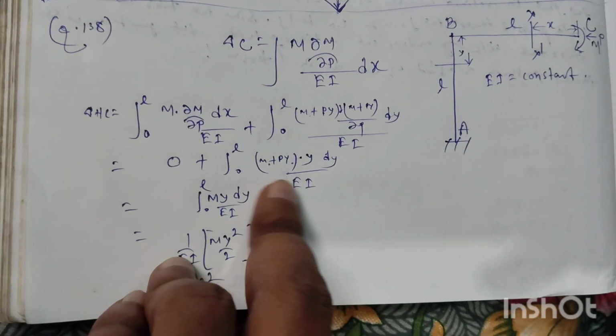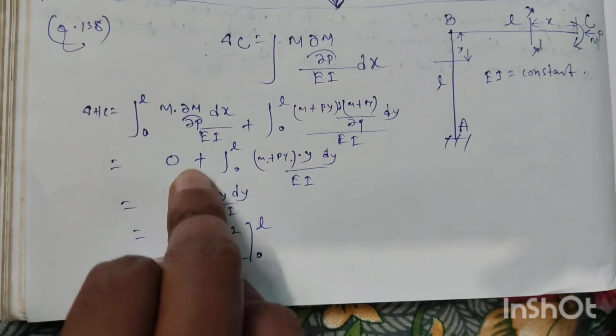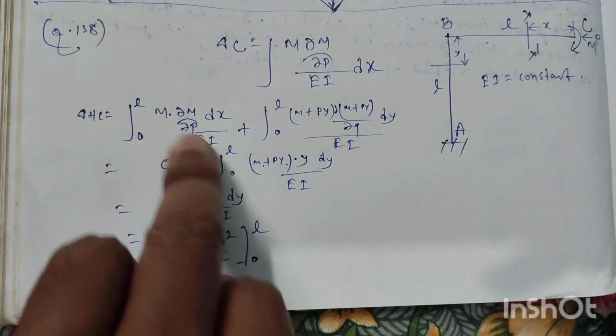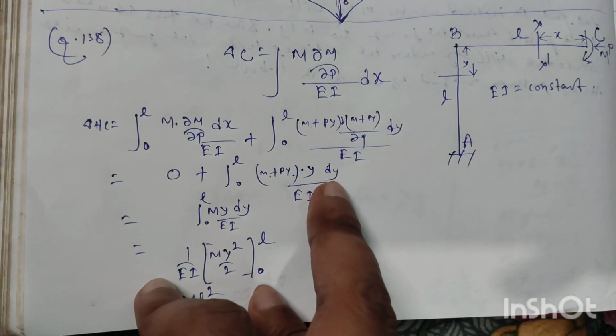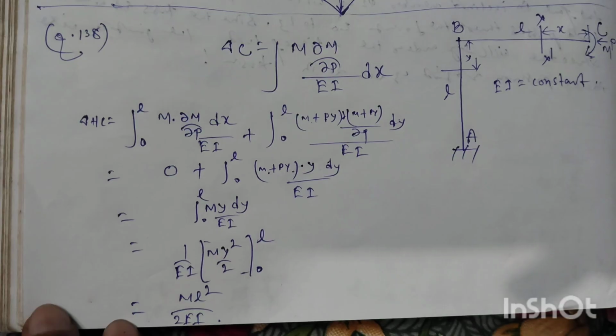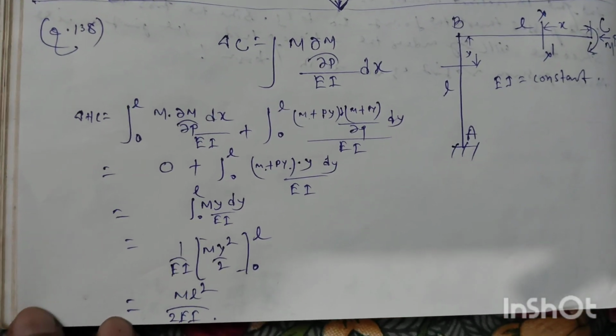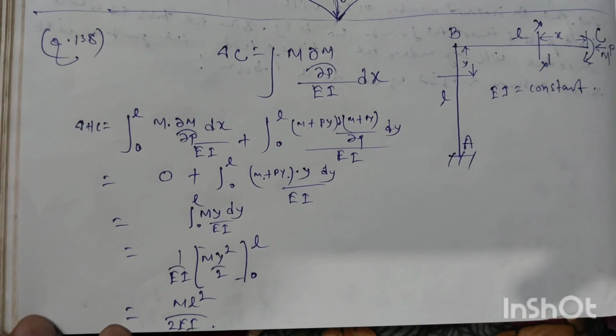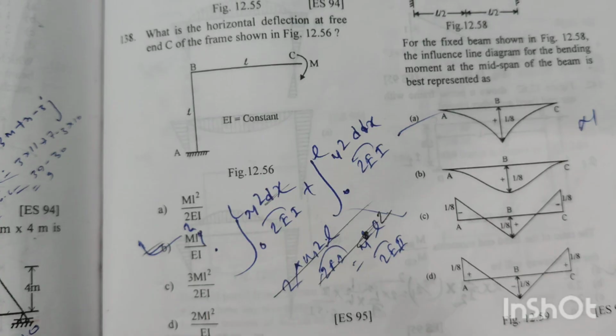Now if we calculate, this term will be 0, and if we integrate this value and calculate, the final value of deflection at point C will be M L square by 2 EI. Option A is the right answer.